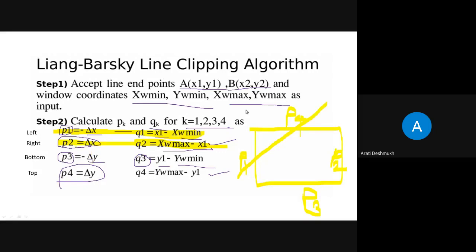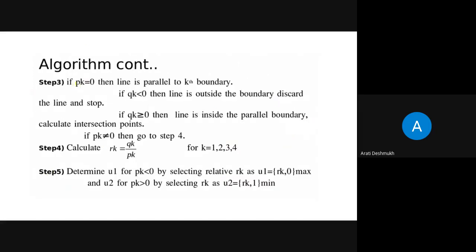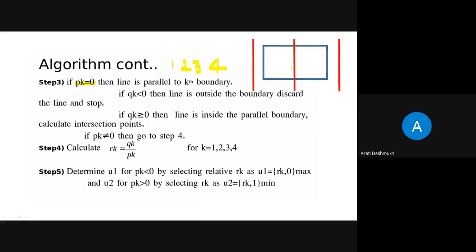It's very easy to remember the P1, Q1, P2 and Q2 values. After that, if Pk is any value, Pk means P1 to P4, so k is 1, 2, 3 and 4. If Pk is equal to 0, the line is parallel like this. If this is a rectangular window and there is a line 1, line 2 and line 3, if we say that Pk is equal to 0, then this line is parallel to your boundary.